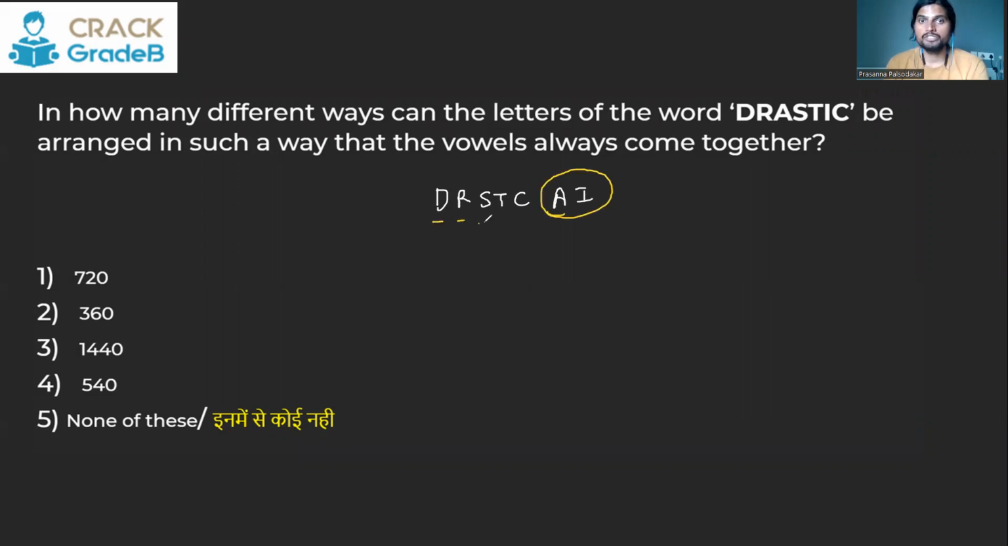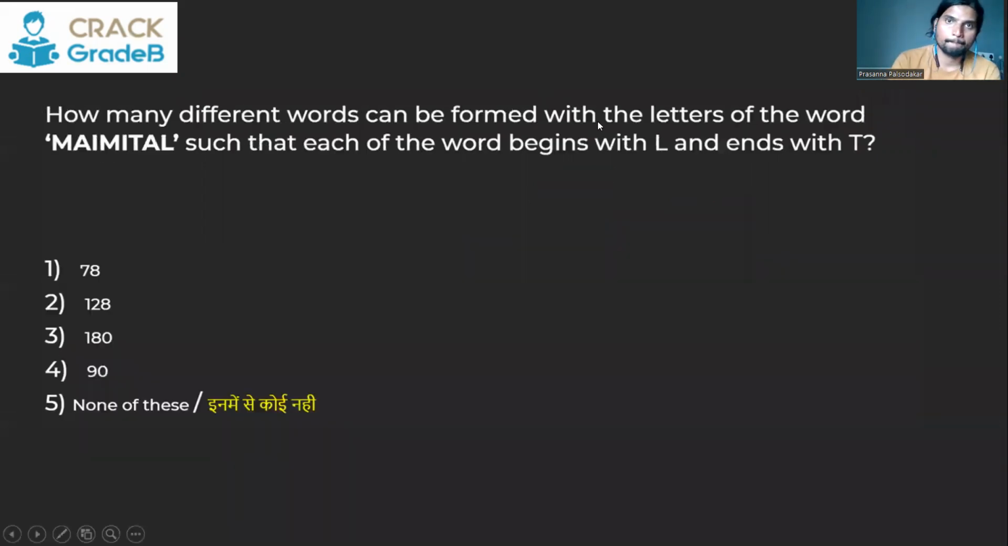There are now 1, 2, 3, 4, 5 and 6 units. So 6 factorial. And within the row, they can be arranged in 2 factorial ways. 6 factorial into 2 factorial, that is 720 into 2, 1440 will be the answer. Let's see one more.